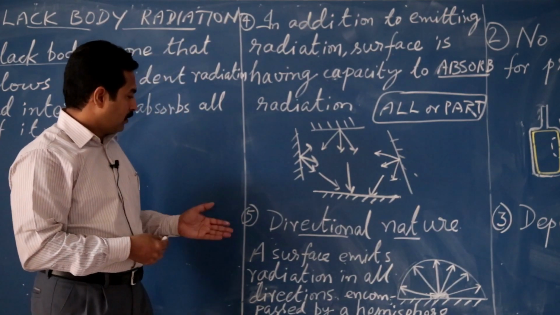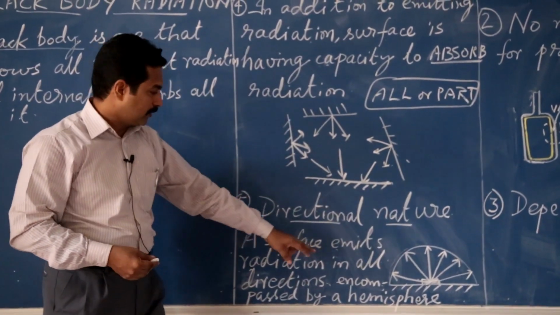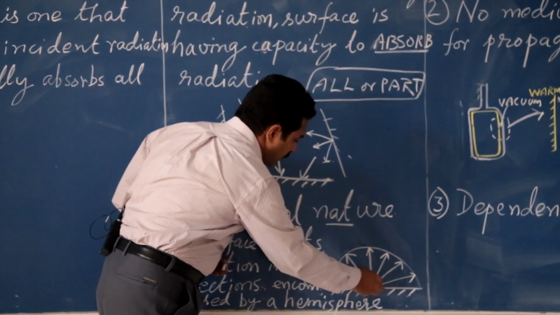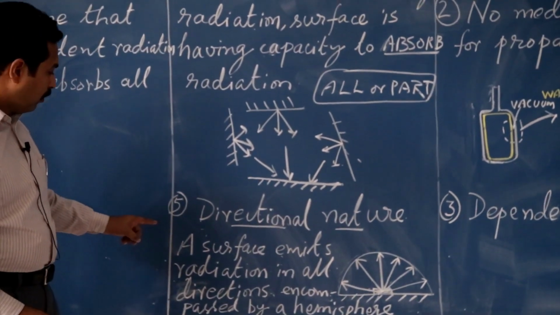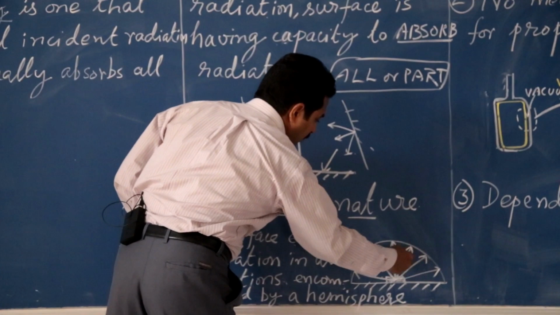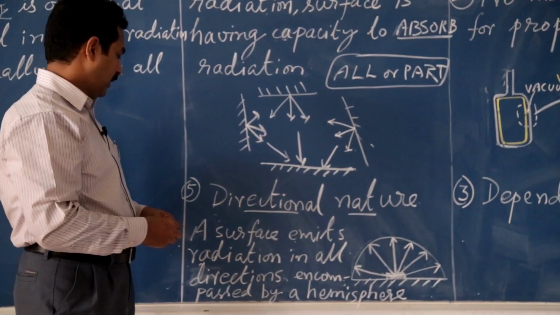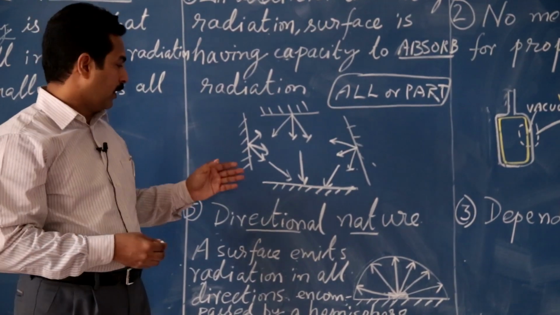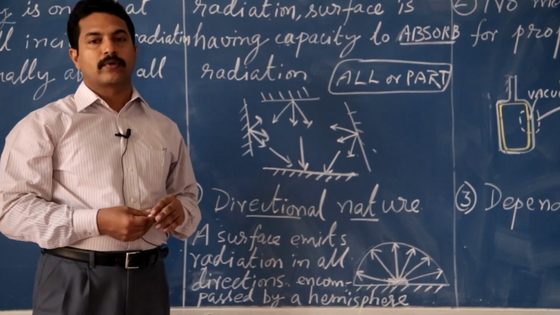Then a very important thing is the directional nature of the radiation. You can see this figure. So this is the surface, and from this surface some emission of radiation is happening. We can see that a surface emits radiation in all directions encompassed by a hemisphere. So if you take the hemisphere, it can emit radiation in all directions encompassed by the hemisphere. This dependence on wavelength and direction, all these things are new when we compare with conduction and convection types of heat transfer.